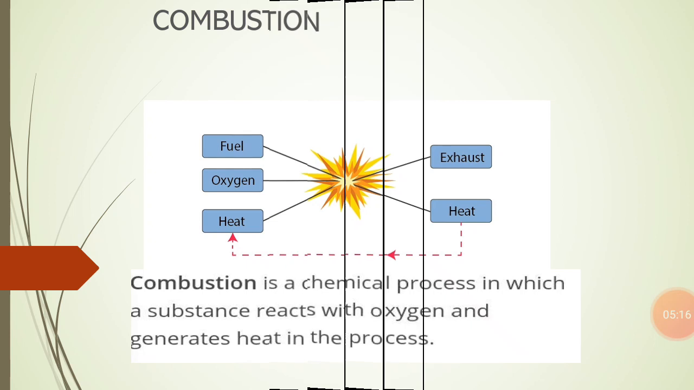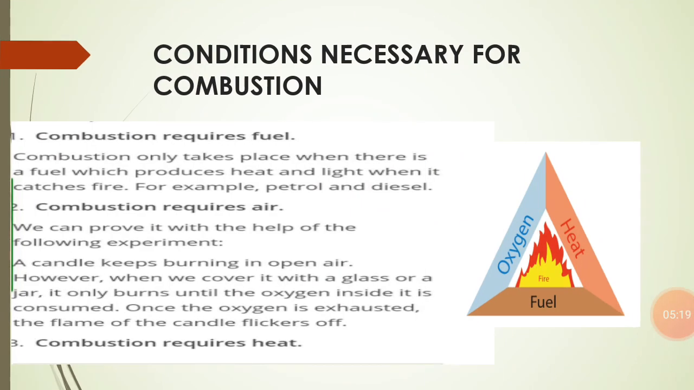Our next topic is the conditions that are necessary for combustion to take place. There is one diagram that shows a triangle, and that triangle shows a combustible material at the center and its three sides. The first side shows oxygen, second side shows heat, and third side shows fuel. It means that in order to burn a fuel, three things are required. What are the three things required for the burning of a combustible material?